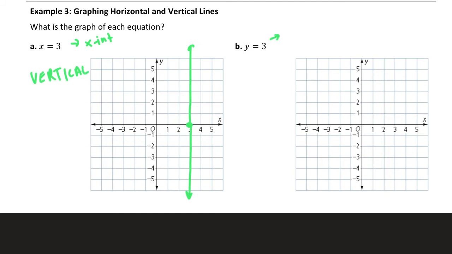Y equals 3, this represents a y-intercept of 3. This equation only has y values of 3. So this is horizontal. So an x equals a constant is vertical, a y equals a constant is horizontal.